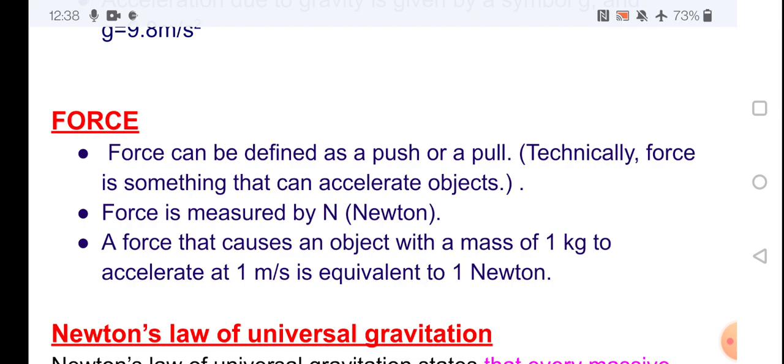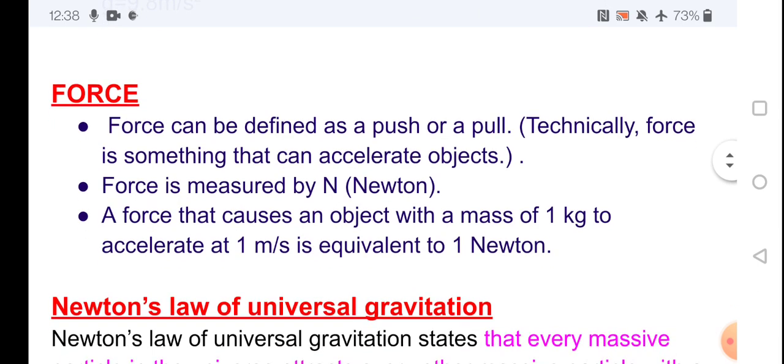Force can be defined as a push or a pull. Technically, force is something that can accelerate objects. Force is measured in Newton. The unit of force is Newton. A force that causes an object with a mass of 1 kg to accelerate at 1 meter per second square is equivalent to 1 Newton. The definition of 1 Newton is a force that causes an object with a mass of 1 kg to accelerate at 1 meter per second square.